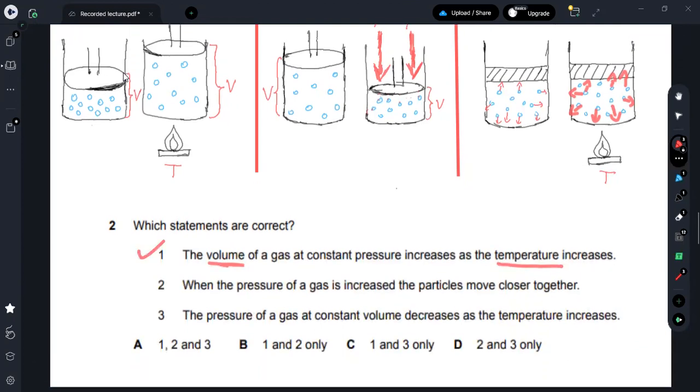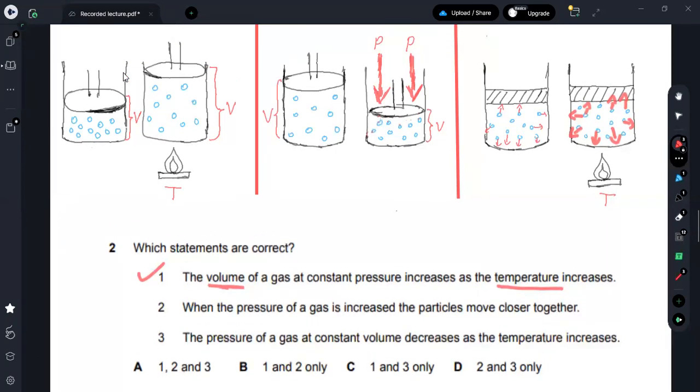Statement number 2 says that when the pressure of a gas is increased, the particles move closer together. This we depicted over here in the diagram: as we increase the pressure from the top, the particles move close together and the volume decreases. So therefore, statement number 2 is also correct.